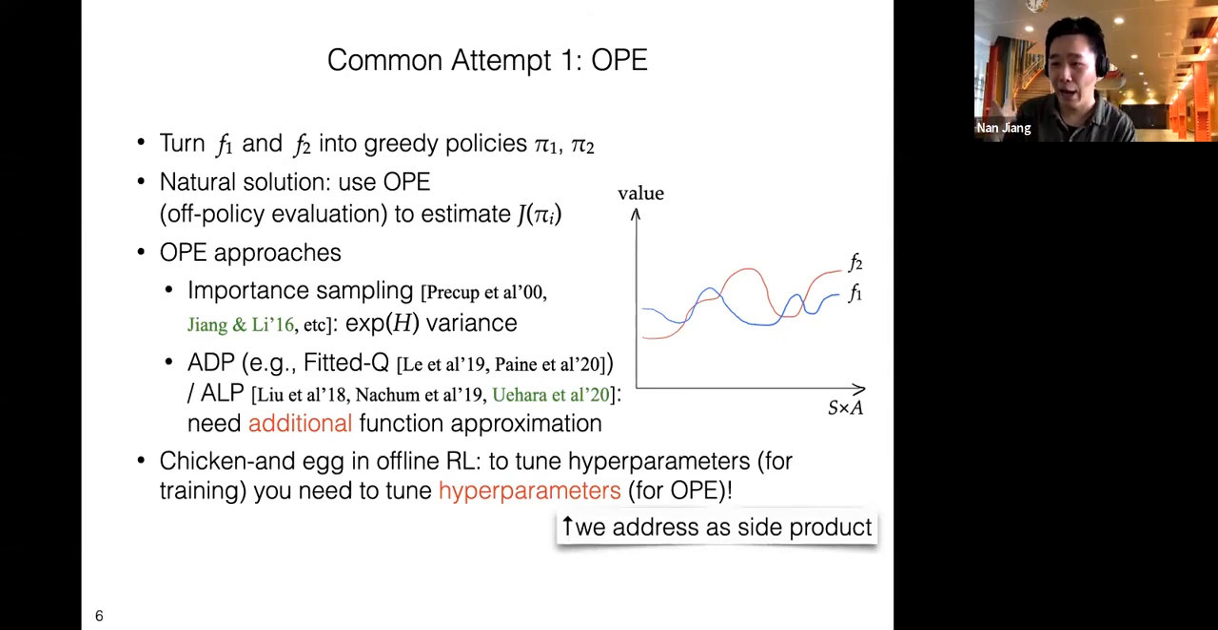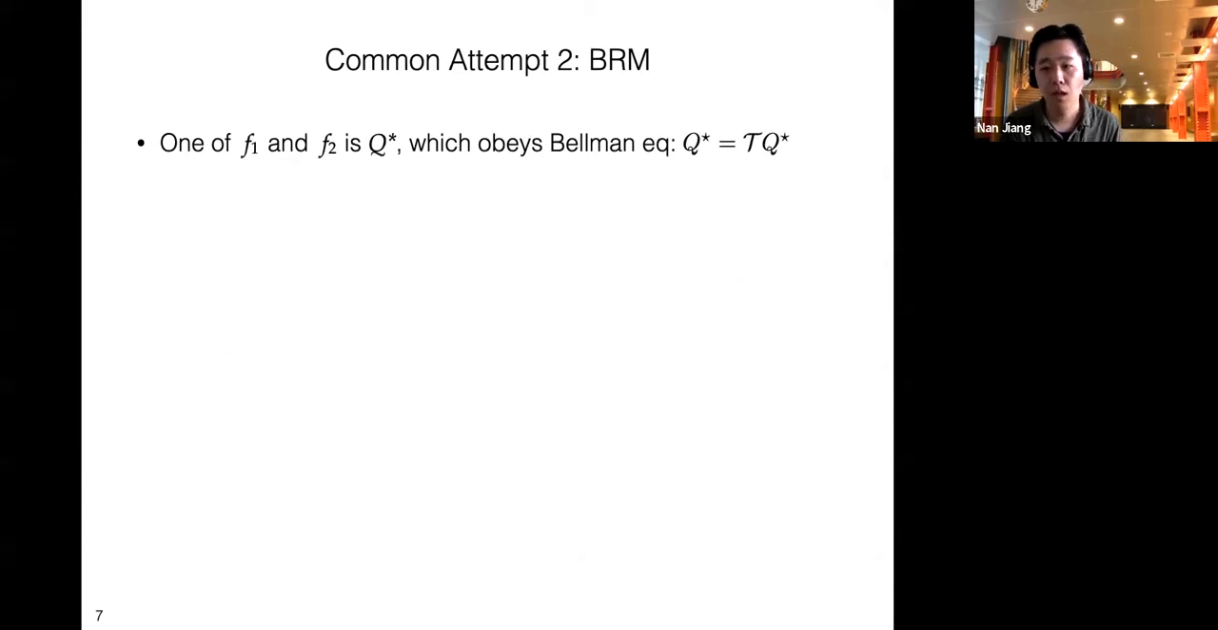Okay, but it turns out that our approach actually gives you an interesting way to address this question as a side product, but I'll get to it if I have time. So it seems like we can't really solve the problem at the policy level. It would be better if we could, but we can't. So we come back to the value function level, right? We don't throw away the value functions, we work with them. And in this case, we know that one of them is Q star, and Q star obeys the Bellman equation. It's a fixed point of the Bellman equation, right?